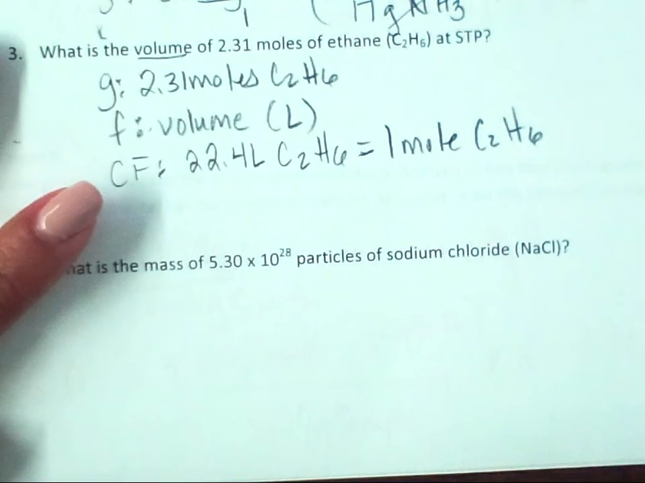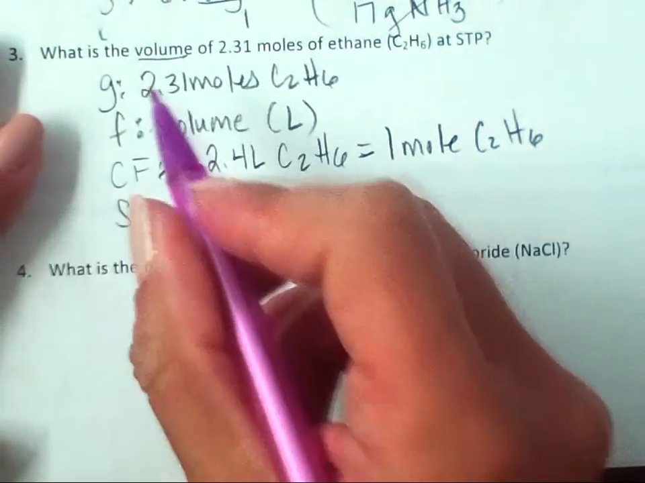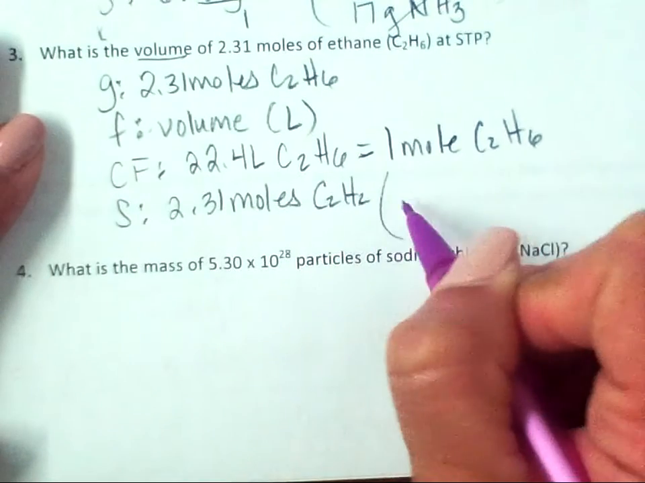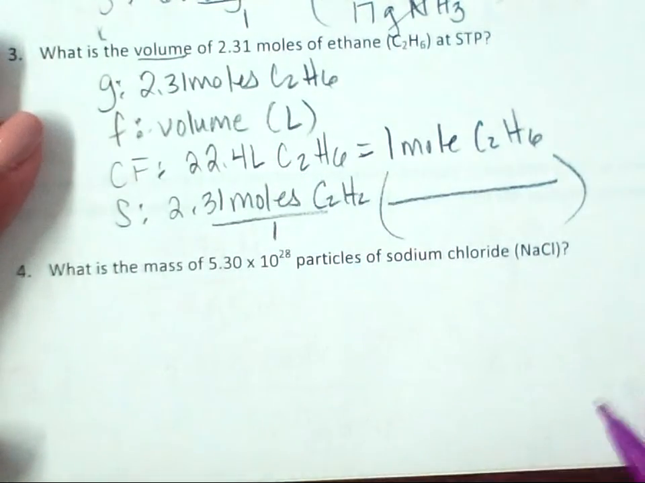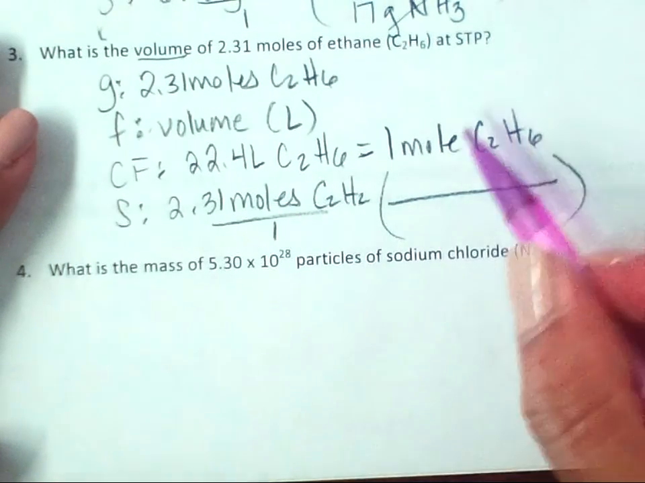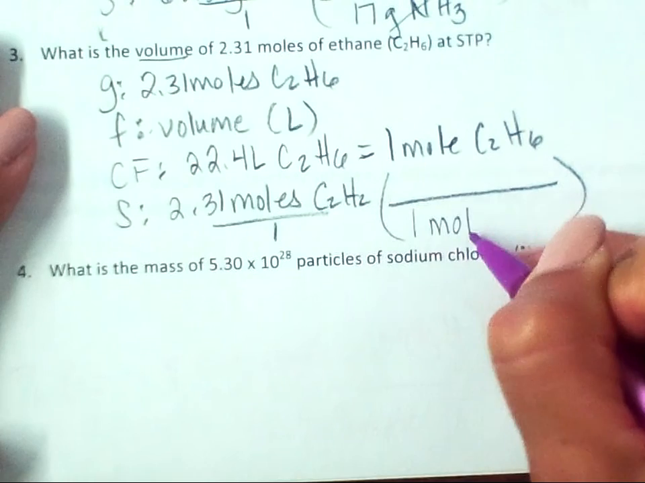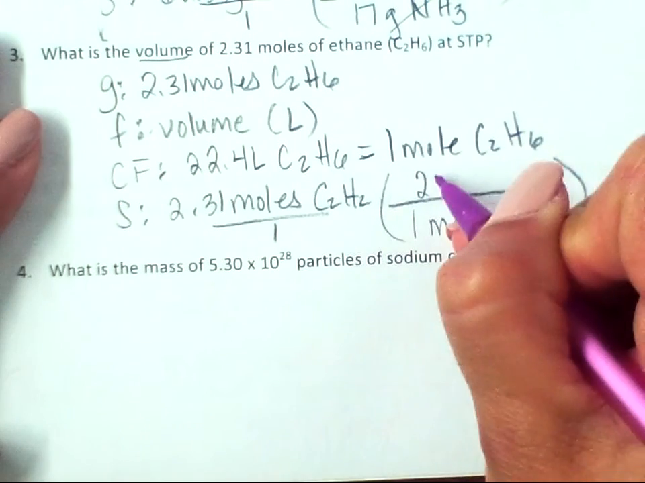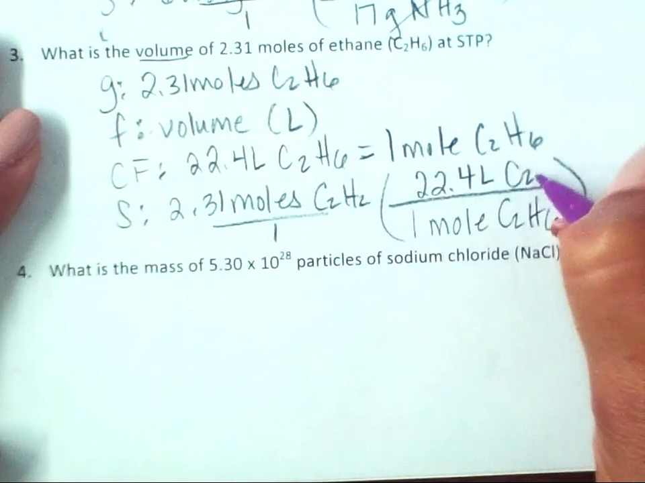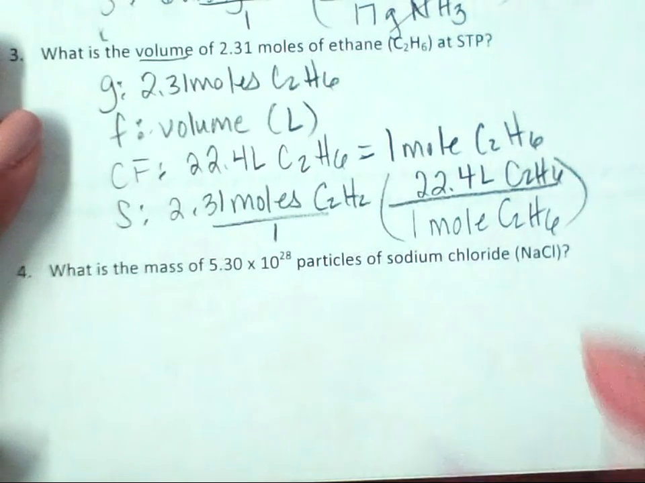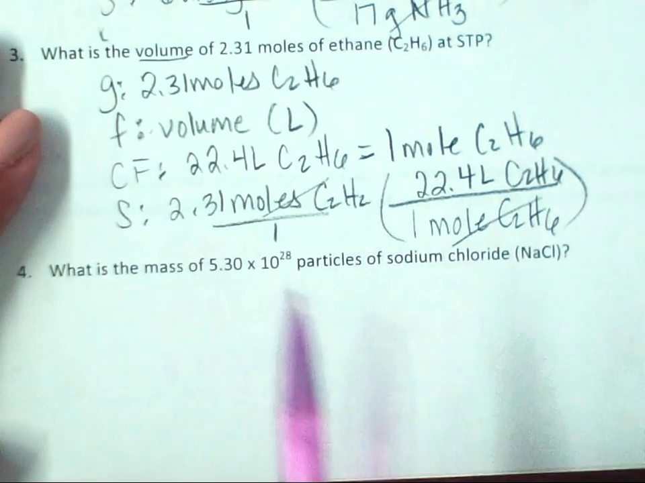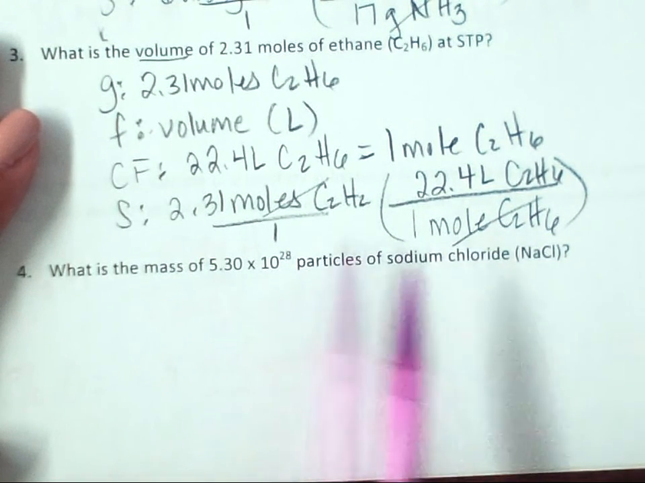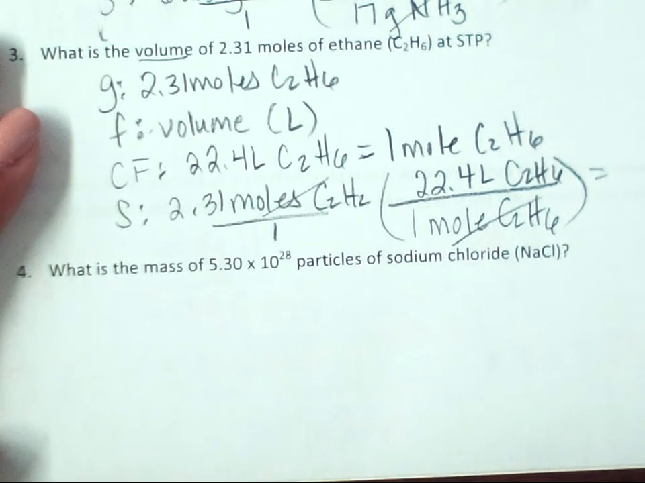Okay, now we can do the solution. We're given the 2.31 moles of C2H6. We want to get rid of moles, and we're trying to get liters, so the 1 mole goes on the bottom. And the 22.4, these are equal to each other, goes on top. The moles cancel out. So now, mathematically, all you have to do is multiply everything in the numerator, since it will be divided by 1. Now, this is simple math.